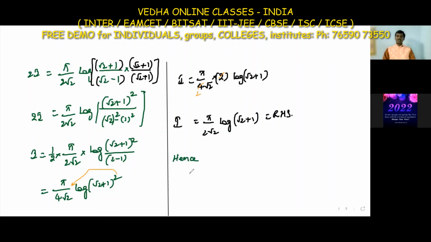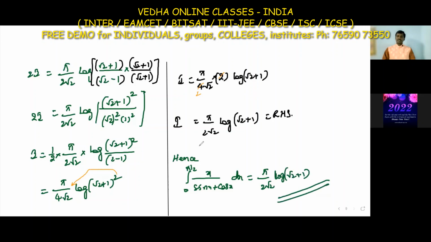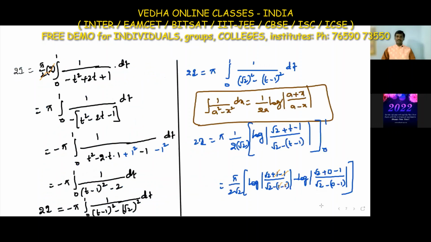Hence, the required answer. So the integral from 0 to pi by 2 of x divided by (sin x plus cos x) into dx is equal to pi divided by 2 root 2 into log of (root 2 plus 1). So it is proved. This is proved.